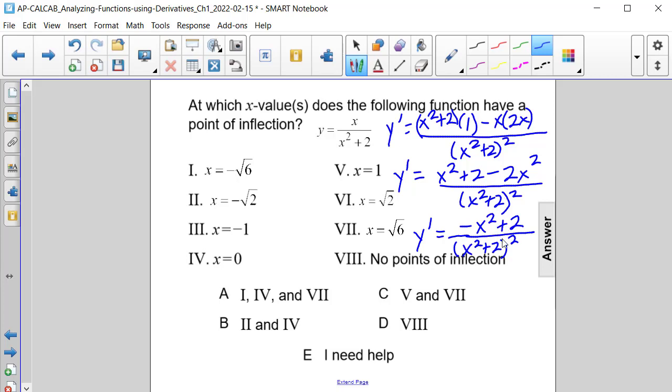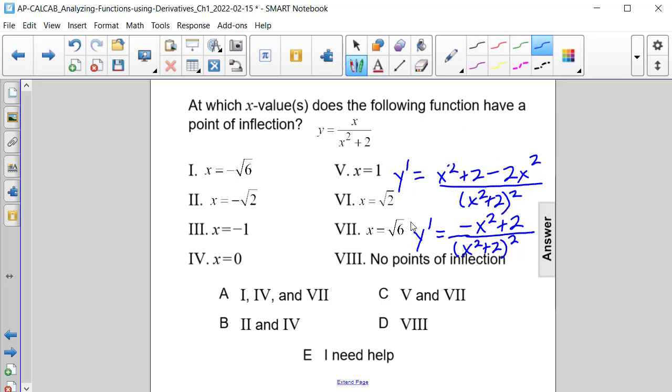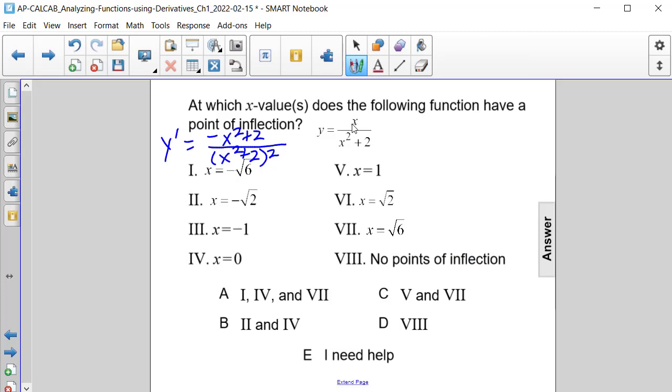All right, so now we're going to have to find the second derivative. So I'm going to erase these beginning steps, and I'm going to rewrite our simplified derivative over here. So that's negative x squared plus 2 all over x squared plus 2, quantity squared. All right, and now we have to find the second derivative. We'll apply the quotient rule again for this one.